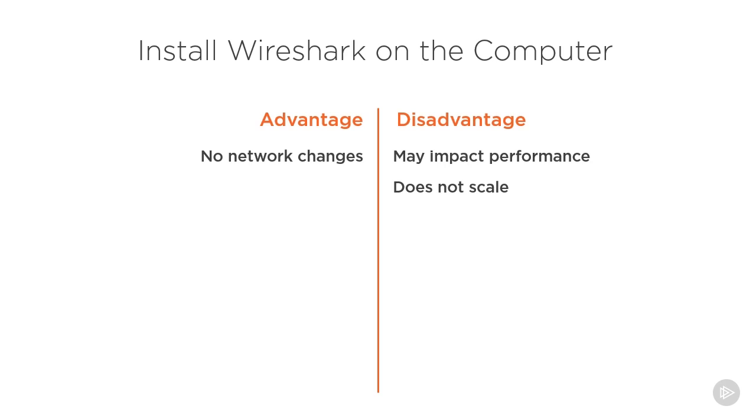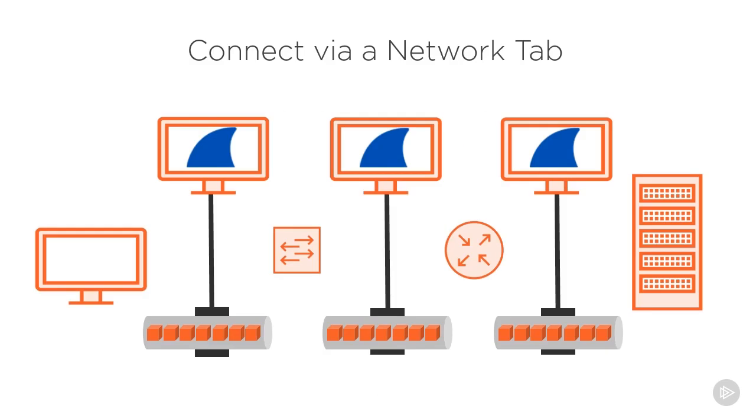This might work well in your home network or even in a small business, but in a large enterprise network, you cannot be installing Wireshark every time there's a concern regarding a user device or a central server. Option number 2 is to insert a network tap into the network.